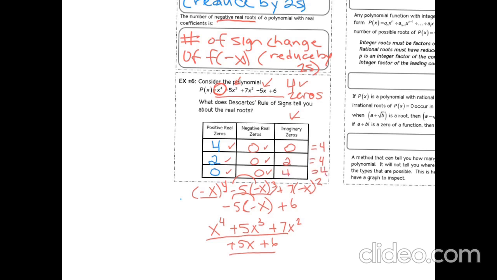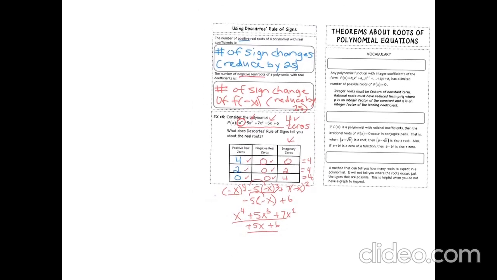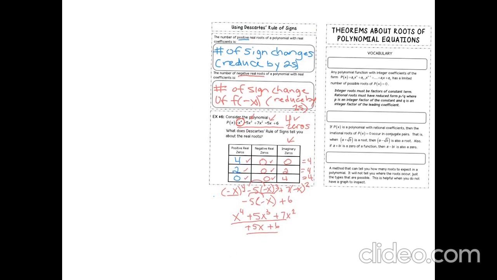We're going to be practicing this in class. I just want to show you that's how I can tell, using Descartes' rule of signs, how many positive, negative, and imaginary zeros I have.